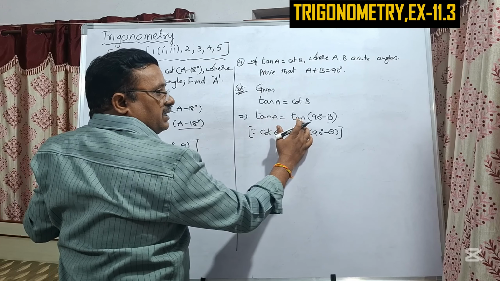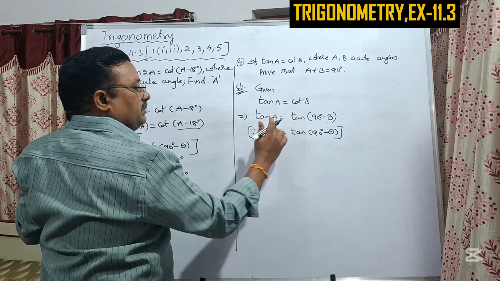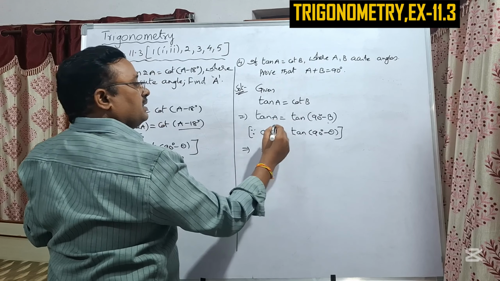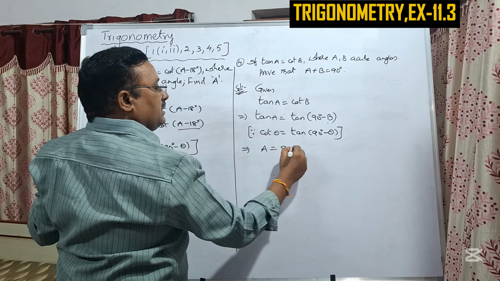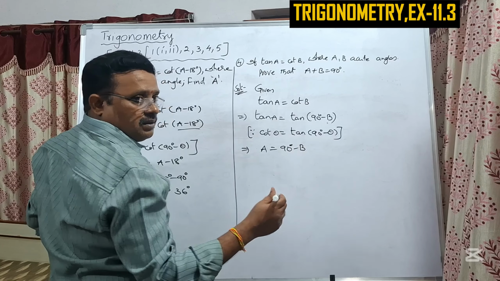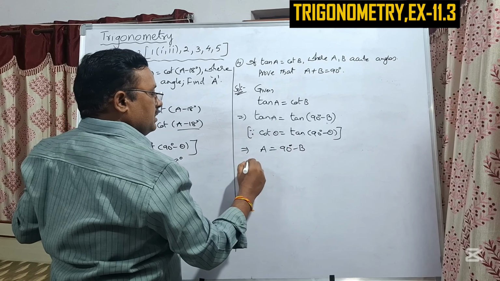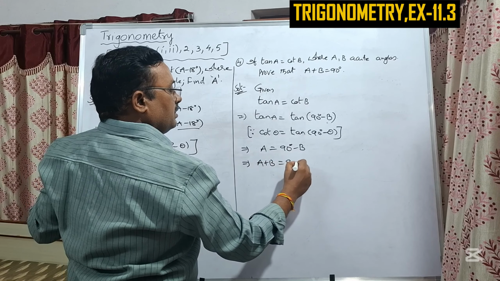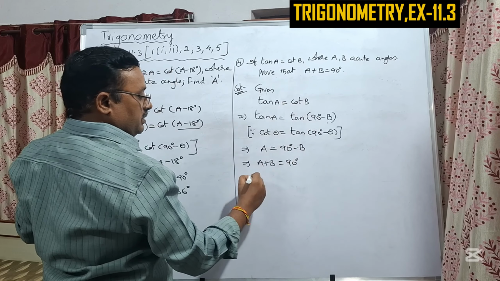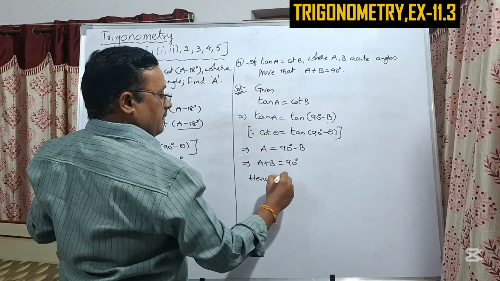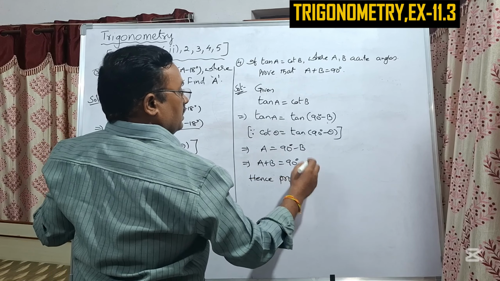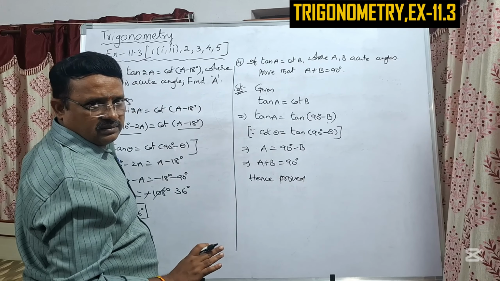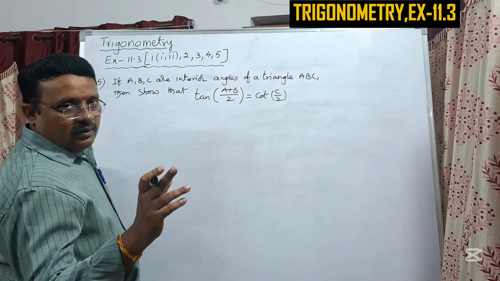Both are tan ratios and they are becoming equal, which means their respective angles are equal, under the acute angle property. So A is equal to 90 degrees minus B. Got it? So this implies, sending this B to this side, A plus B is equal to 90 degrees. That one is proved. So hence proved our required condition, A plus B equals 90 degrees. Got it? Right.